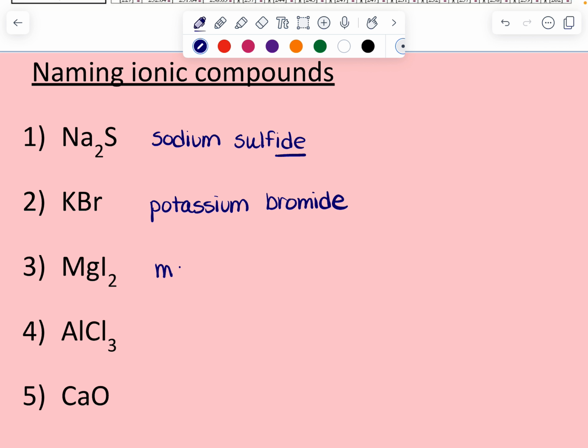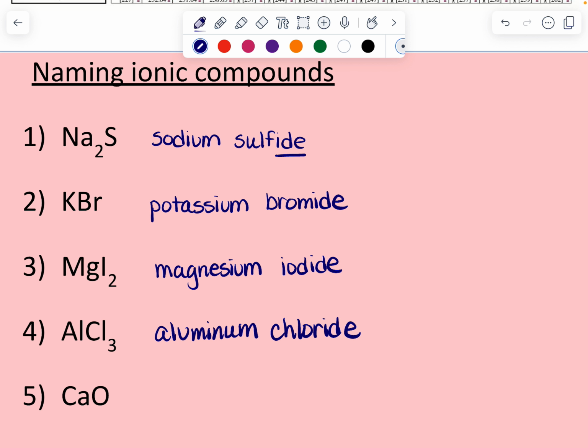The next one would be magnesium. And then iodine will turn into iodide. The next one, Al, is aluminum. And Cl is chlorine, so that will turn into chloride. And then we'll have calcium. And then oxygen will turn into oxide.